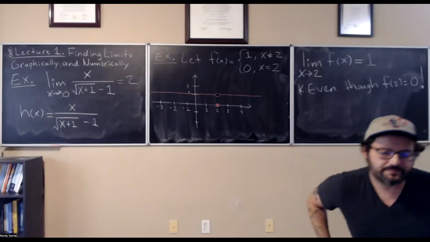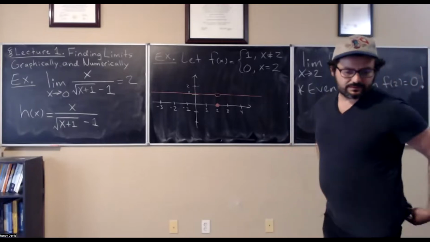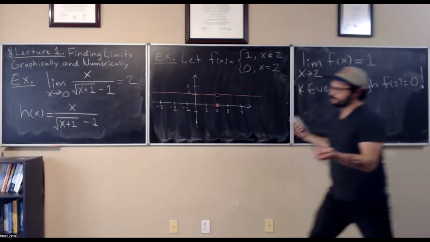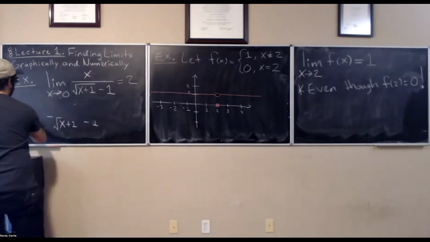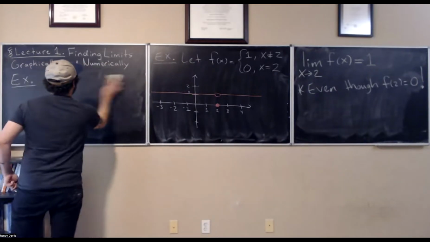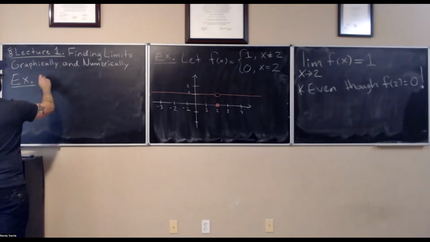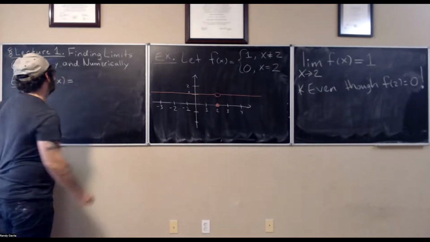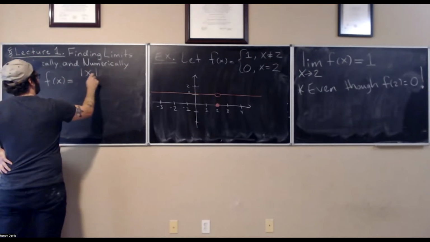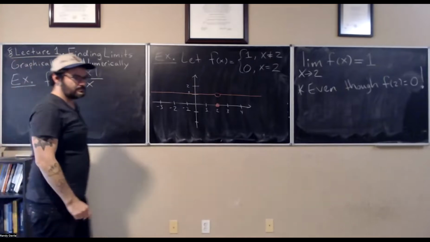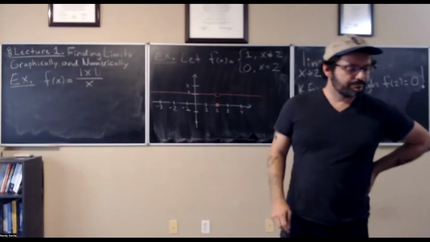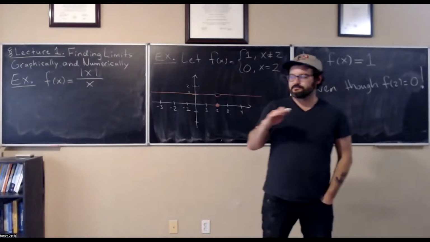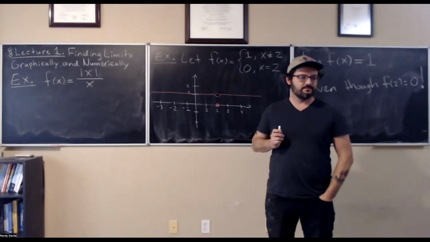All right, let's continue our discussion of limits, looking at more examples and what can happen. So the next example, let's consider f of x equal to the absolute value of x over x. All of you know what the absolute value is, by the way, right? If not, speak up and I'll redefine it for you.